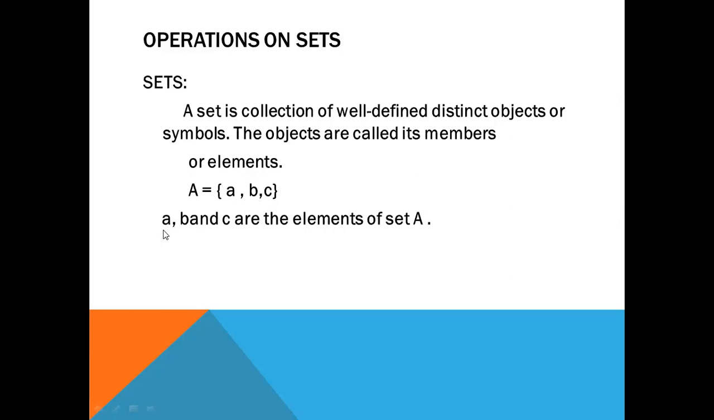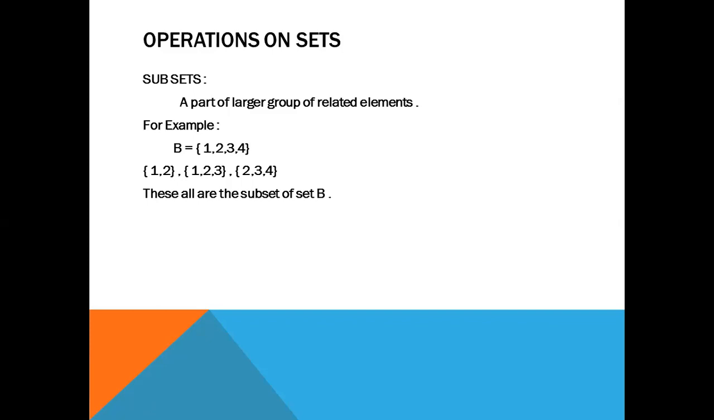And also you learned sets of natural numbers, odd numbers, even numbers, whole numbers, integers in the previous classes 6th and 7th. In this chapter, we will learn about subsets, types of subsets, and then power set. First of all, the definition of subset: a part of a larger group of related elements. For example, B = {1, 2, 3, 4}. A part of the larger group means the subsets are the sets which we take from the larger one.